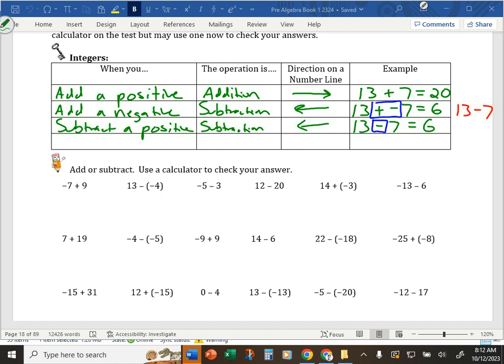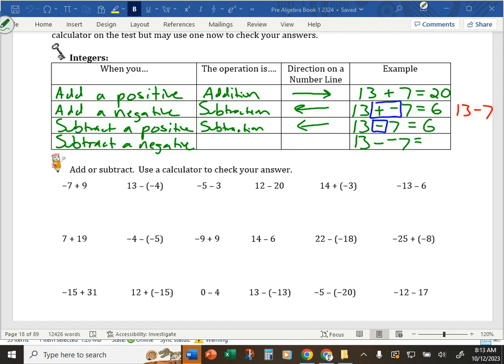The last option here is to subtract a negative. Okay? And subtracting a negative looks like this. 13 minus negative 7. You have that double negative there. And think about, again, I'll relate to ELA. What happens when you've got a sentence with a double negative in it? Like, well, I'm not going to the store, or I'm not happy.